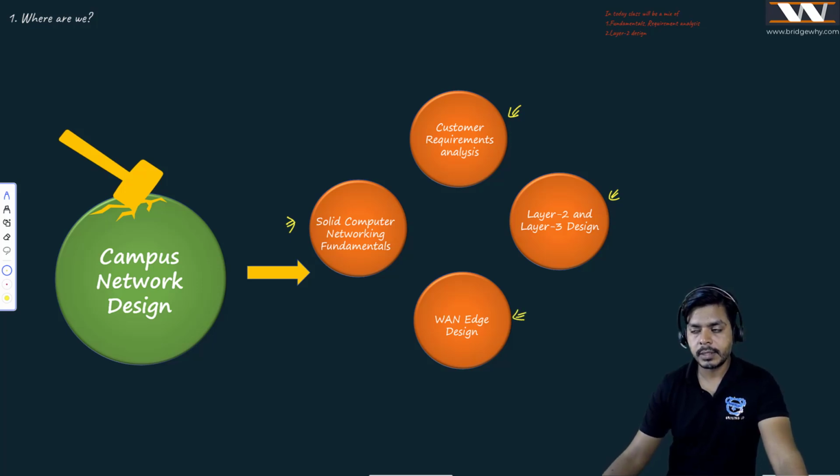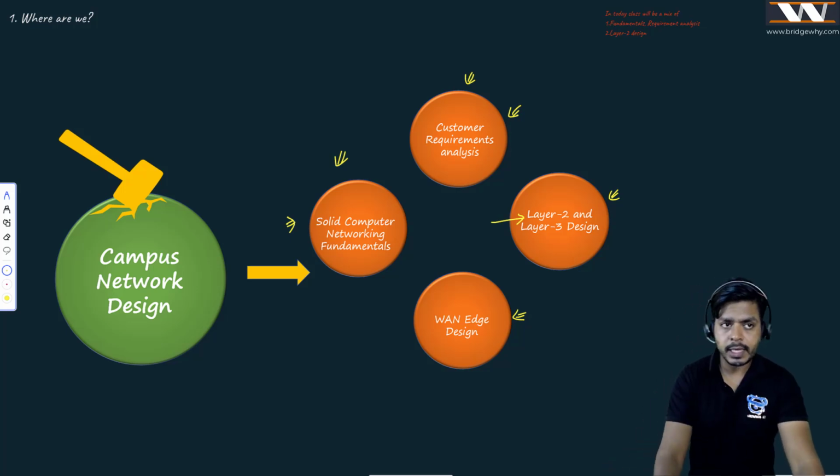In today's class, as you all know, this is not the class for the foundation. We will be talking about some of the concepts, but not to depth. We will be talking about customer requirements and why these requirements are so important. Analyzing them is really mandatory, necessary to build any design. We will also be talking a little bit about layer 2 of a campus network.